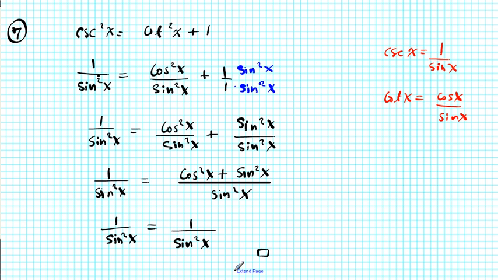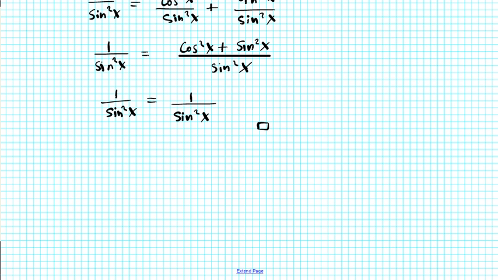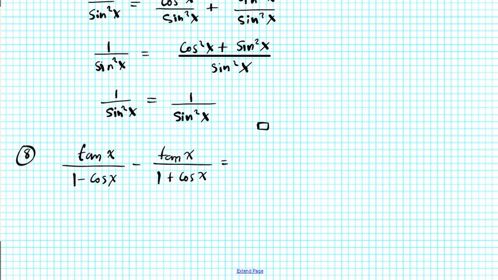Okay? Alright. Now let's do the last example, last but not the least, number 8. We're going to prove that tan x over 1 minus cosine x minus tan x over 1 plus cosine x is equal to 2 cosecant x. Okay? So how do we do this?